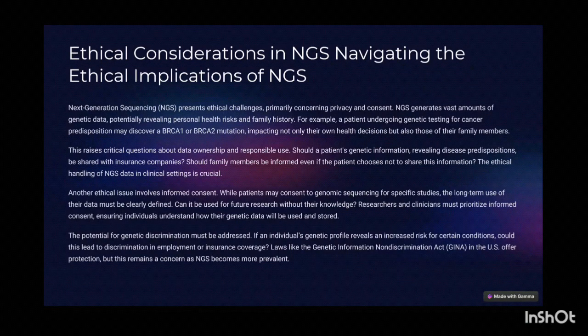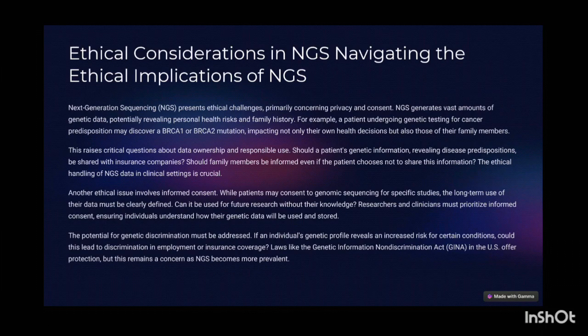So the key takeaway is that while NGS opens new doors for science and medicine, we must navigate these ethical concerns carefully to ensure the privacy and individual rights of the person are protected. So these are the ethical considerations that we have to consider when working with NGS.